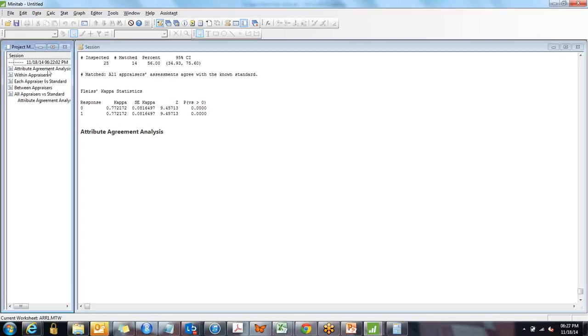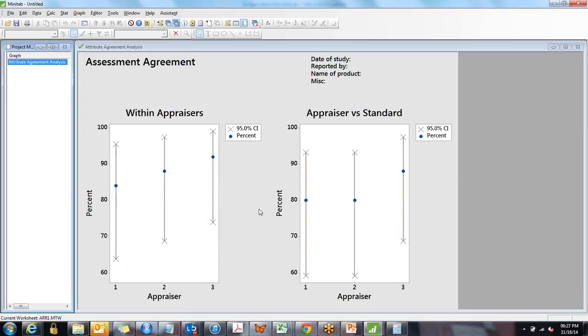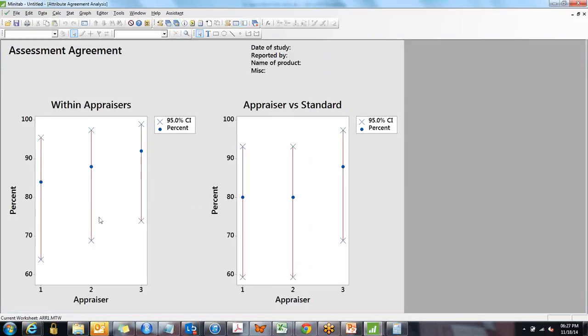What happened all of a sudden? Where did this graph go? All right, got it. So yes, this is 84. Even if I hover the mouse, it will tell that it's 84%. For student 2 or appraiser 2, in that way we calculated, it is 88%. For appraiser 3, it is 92%.